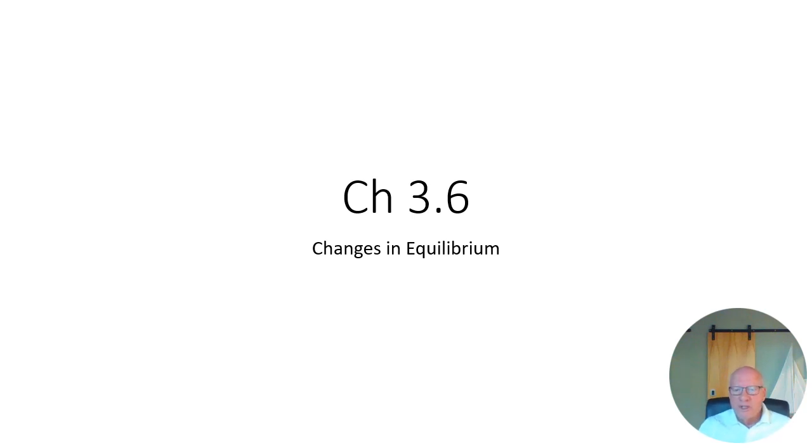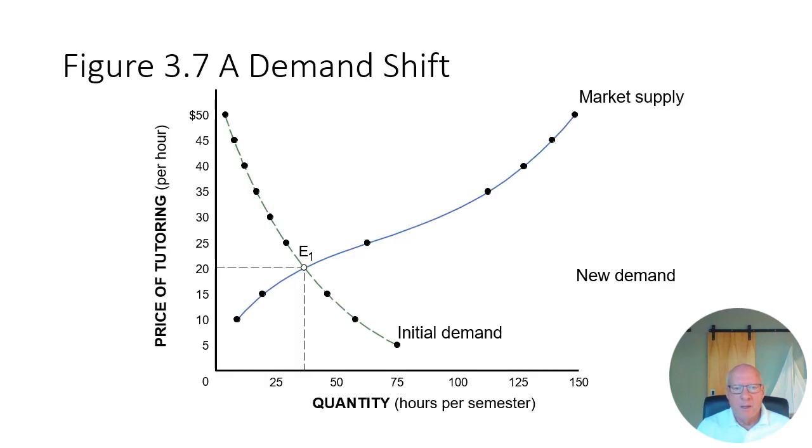In chapter 3.6, we're going to pick up with changes in equilibrium. In other words, we're going to start off from our original equilibrium that we've managed to develop in the chapter 3.5 lectures, and then see what happens to that equilibrium as conditions in the market change. In this particular case, we're going to do a demand shift.